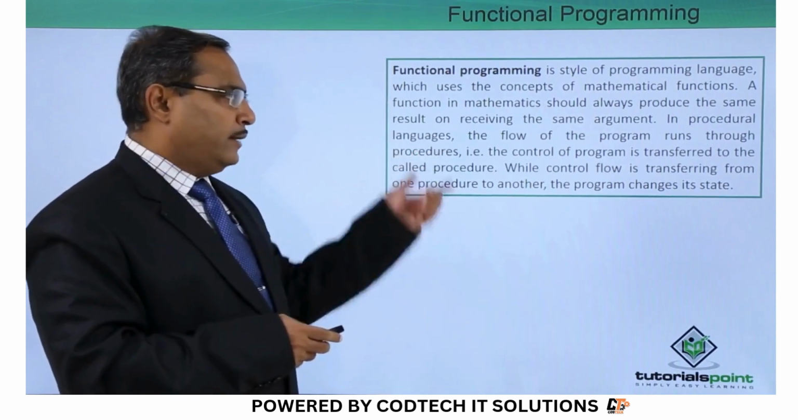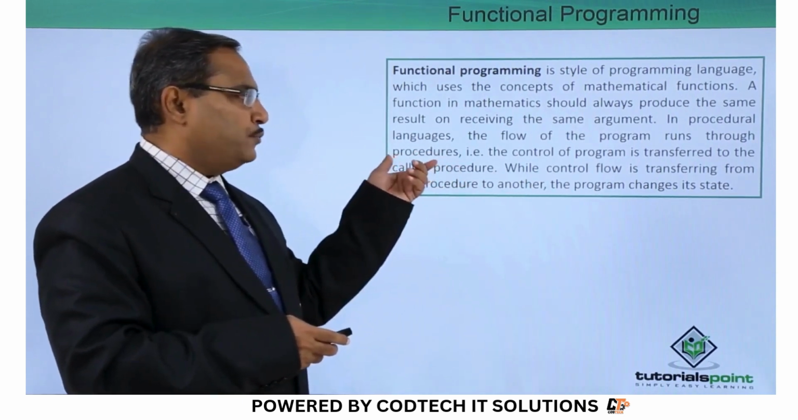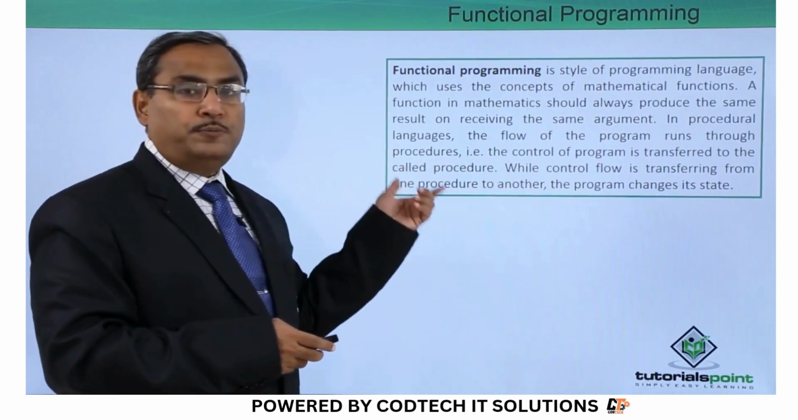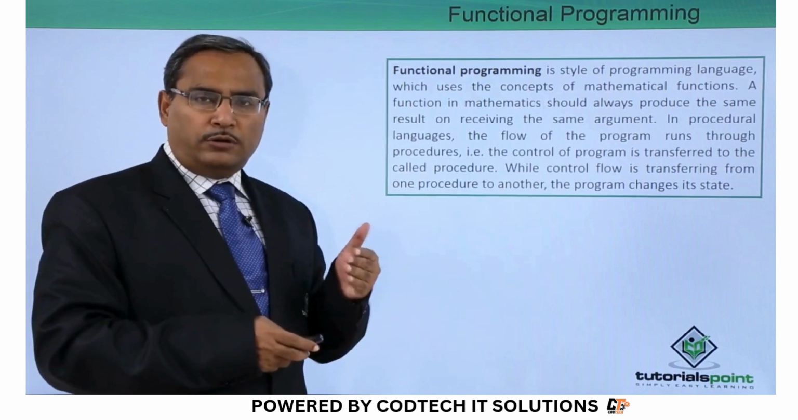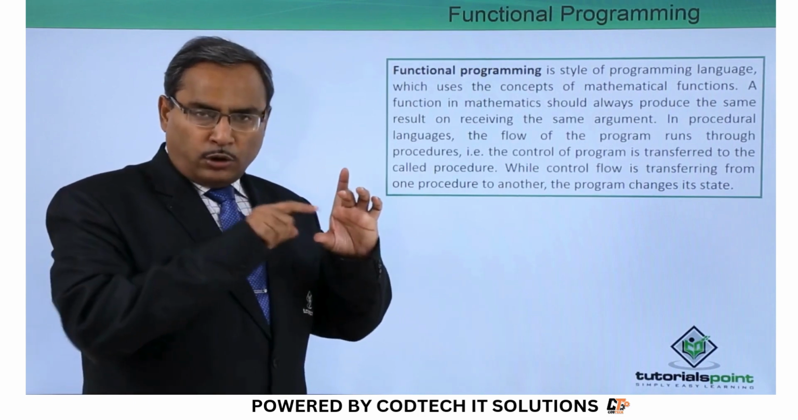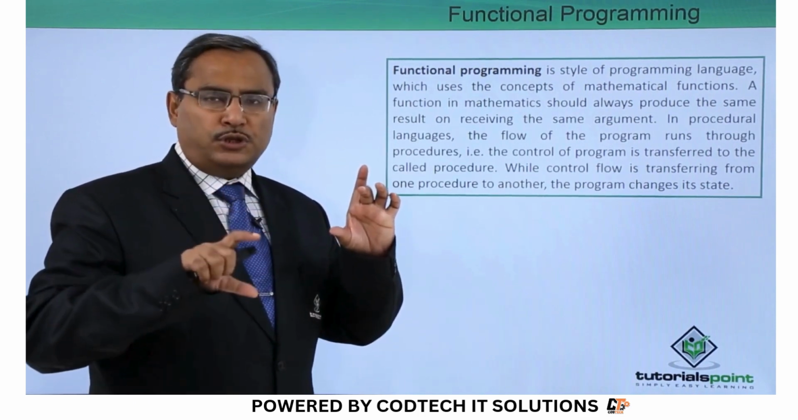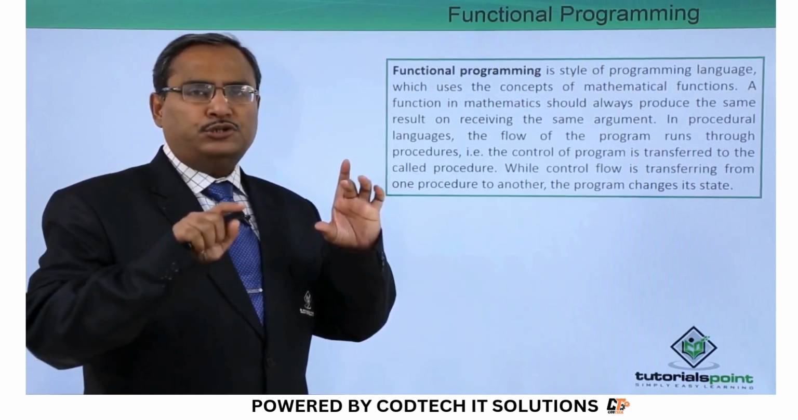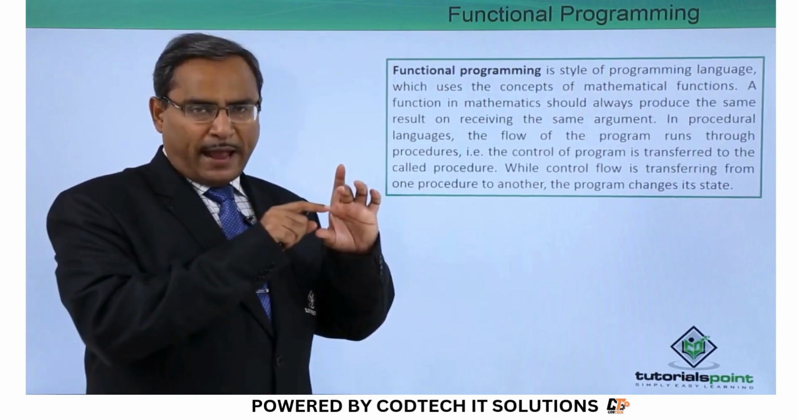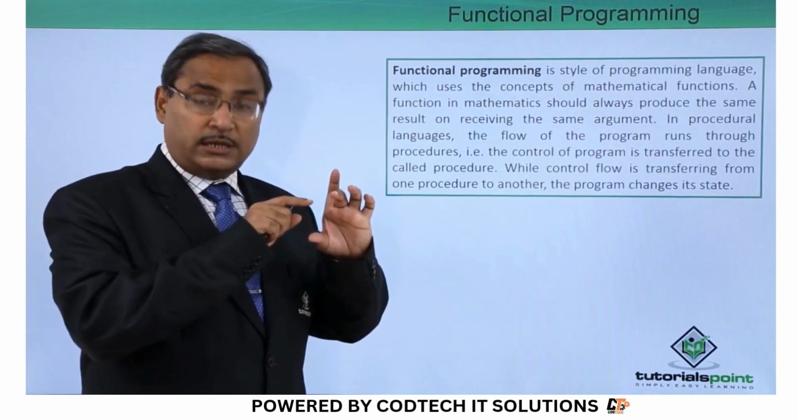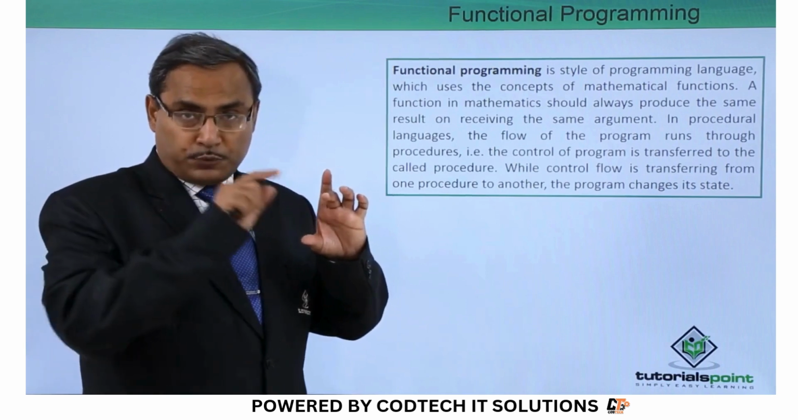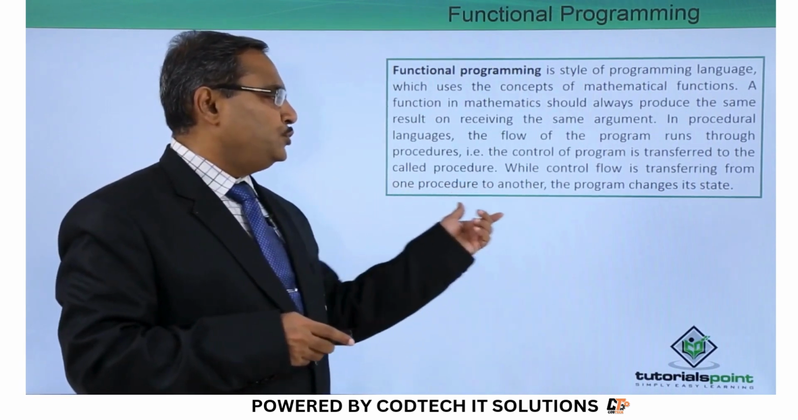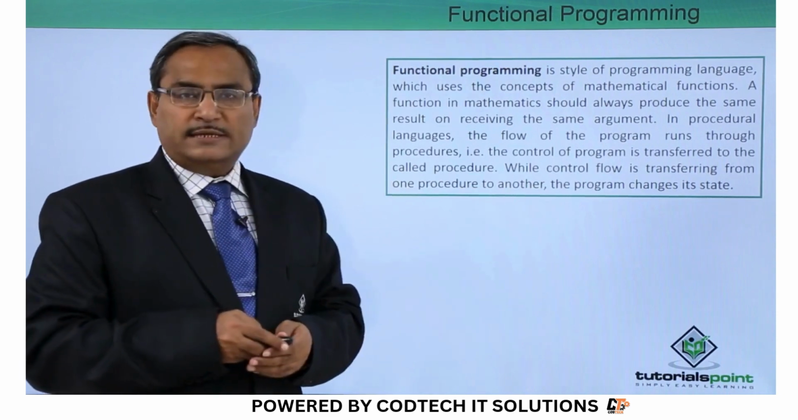In procedural languages, the flow of the program runs through procedures, and the control of the program is transferred to the called procedure. Whenever a procedure is called from a certain piece of code, the control is transferred to the procedure body, and there the procedure gets executed. After completion of the procedure execution, the control comes back to the line just after the calling statement. While control flow is transferred from one procedure to another, the program changes its state.